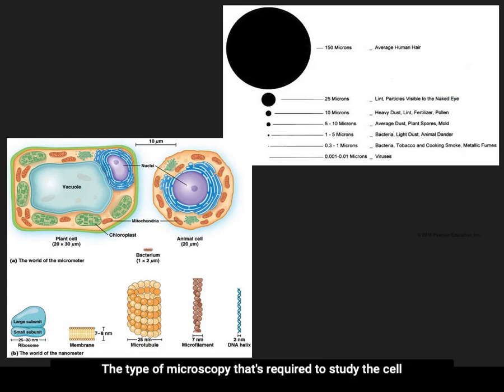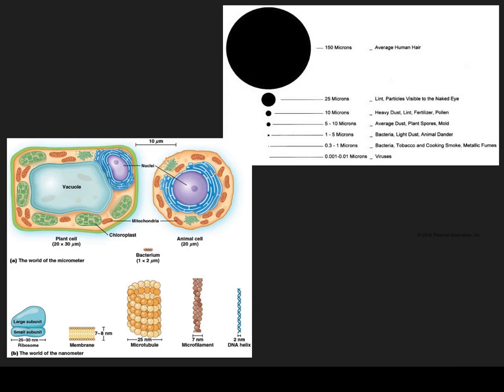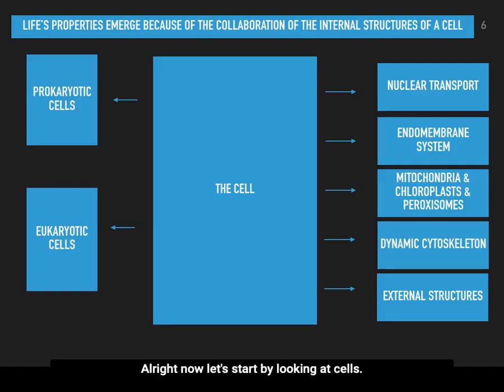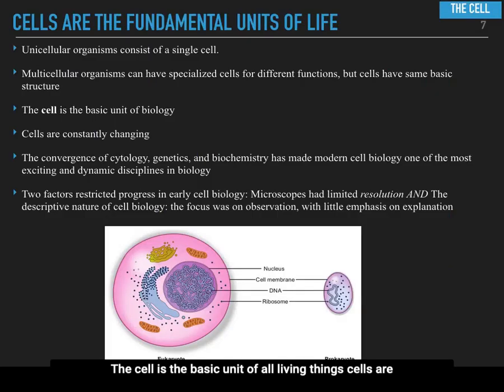The type of microscopy that's required to study the cell can be determined by the part of the cell being studied. These figures on the slide give relative sizes of different molecules. All right, now let's start by looking at cells. The cell is the basic unit of all living things.